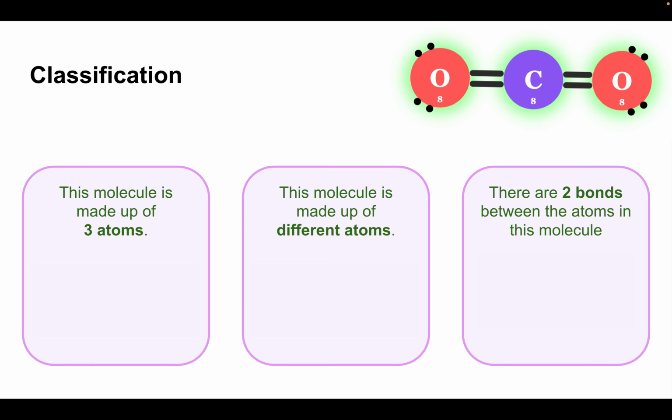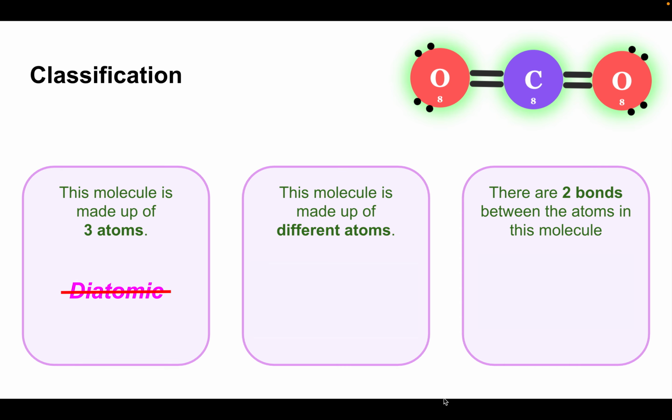All right, let's look at carbon dioxide. This molecule is made up of 3 atoms, and we actually don't have a word for this. We don't say triatomic very often. Just know that this is not a diatomic molecule. So if you see carbon dioxide and it says, is this diatomic? You would say no.